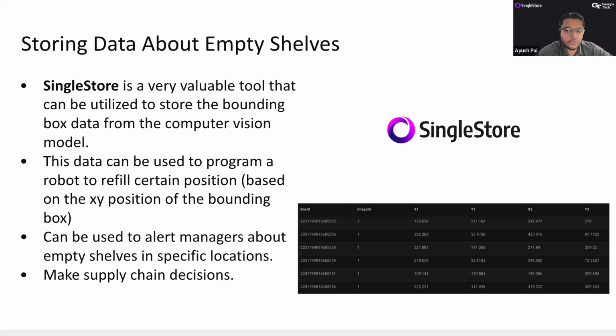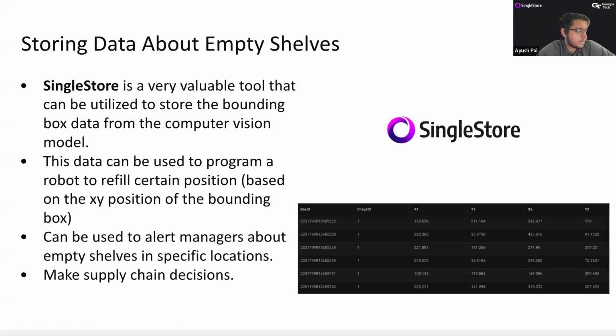So for instance, it can be used to guide the robots to refill identified shelf spaces precisely. The coordinates x1, y1, x2, y2 really dictate the exact area. As you can see on this bottom right corner, this is a SingleStore table right here. And we have a box ID, we have the image ID, and these are just the x and y coordinates of the bounding box that is created around the area where there is a missing item in the shelf, where the shelf is empty.